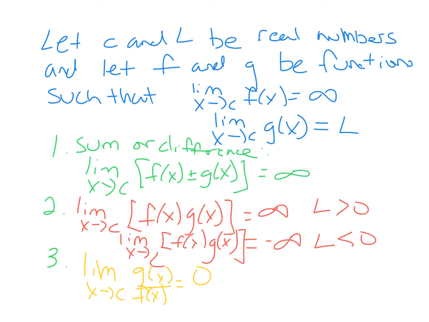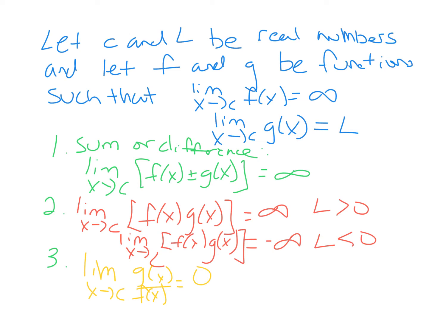All right, so here are the properties of infinite limits. I will give you a moment to copy it down. I would suggest hitting pause and writing these down. All right, so let c and L be real numbers, and let f and g be functions such that the limit as x approaches c of f of x equals infinity, and the limit as x approaches c of g of x equals L. This is whenever we have two different types of functions going on, we can separate them in some way sometimes to help us solve. First one is sum and difference. If you're adding the two functions together, it will go to infinity as your answer, assuming that f of x is going to infinity.